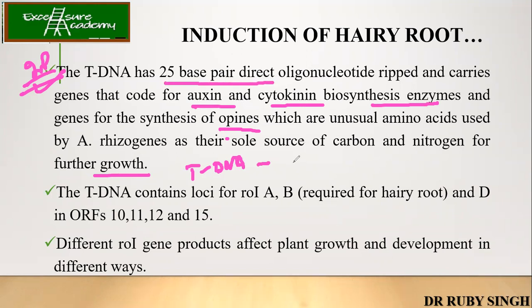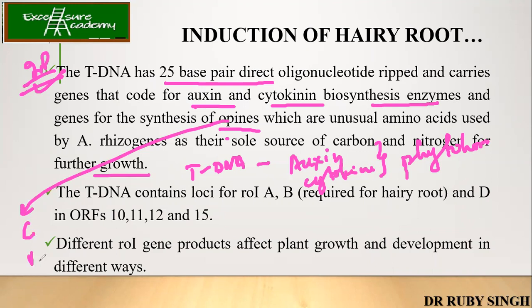It has genes responsible for auxin and cytokinin. What are these two? These two are phytohormones. These two phytohormone synthesizing enzyme genes are present on the T-DNA fragment. They also have genes responsible for the synthesis of opines. What are opines? They are unusual amino acids, and they are used as the source of carbon and nitrogen.